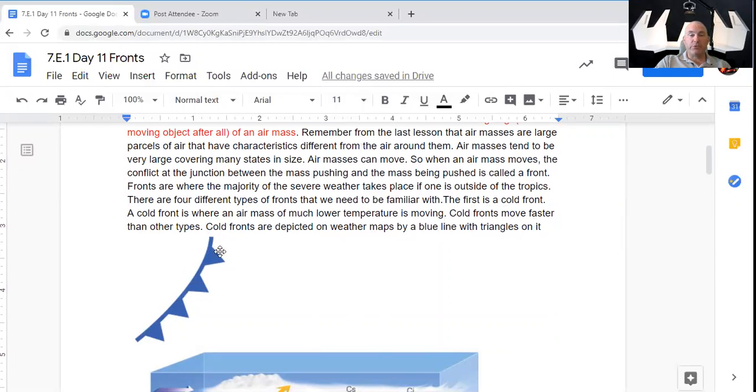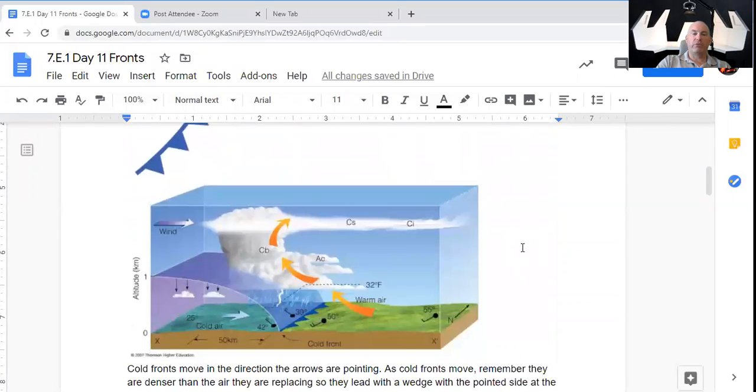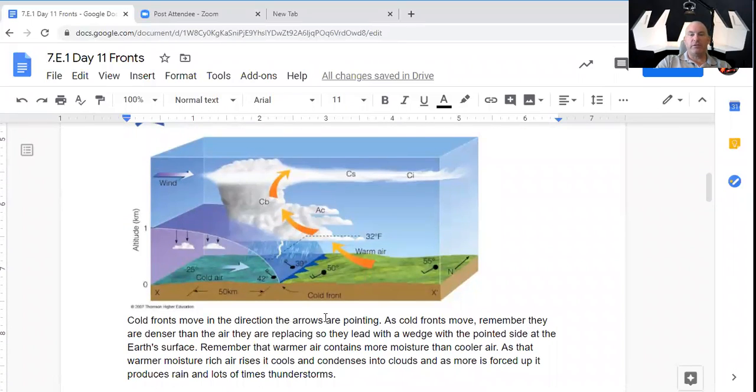Remember, this is one of those things that you have to know. You have to be able to look at this and go, oh yeah, that's a cold front. Which way is it moving? It is moving in the direction of the arrows. That way. Now, when cold fronts move, they move in the direction the arrows are pointing.